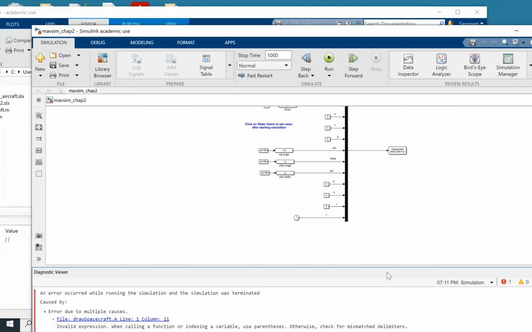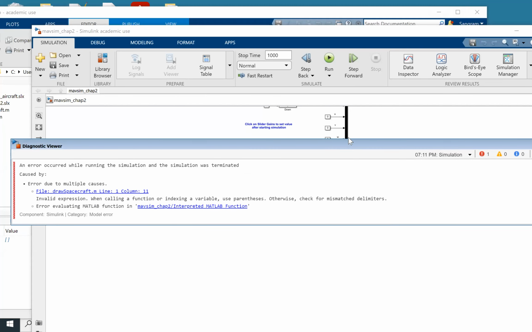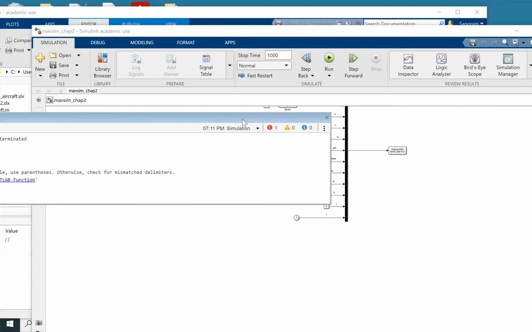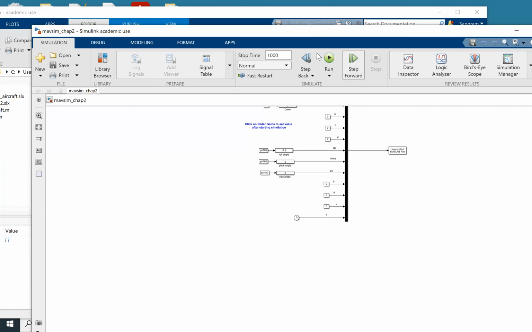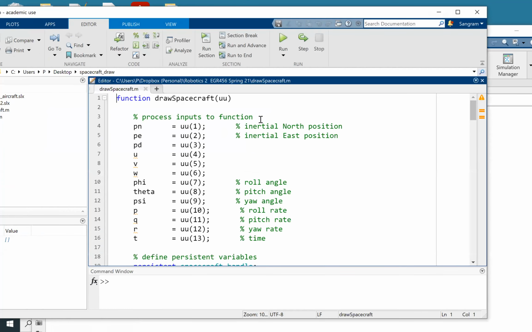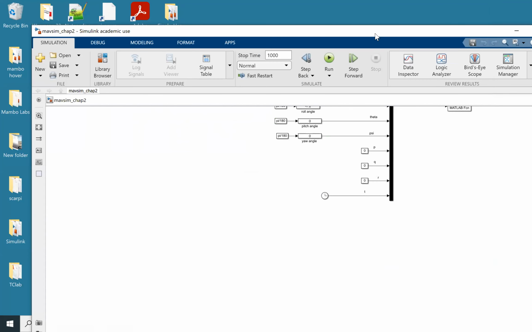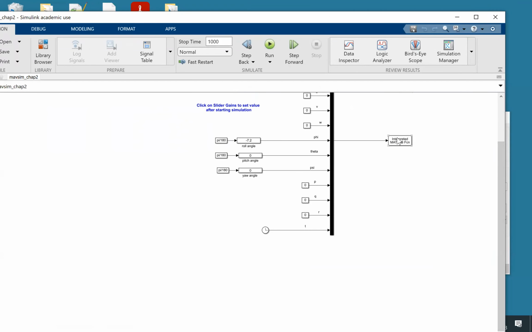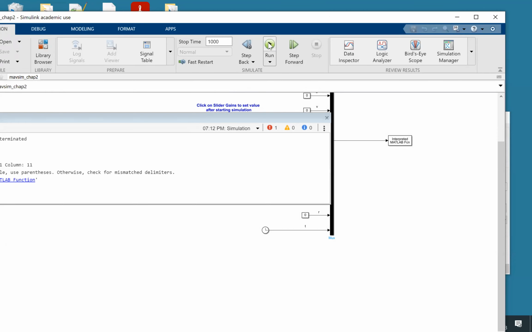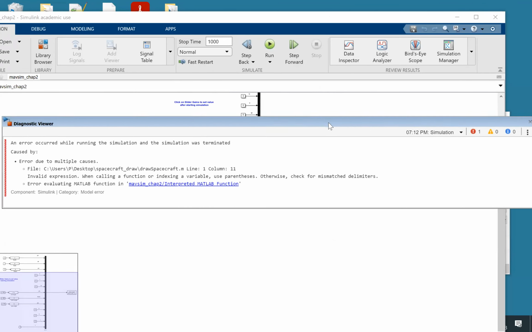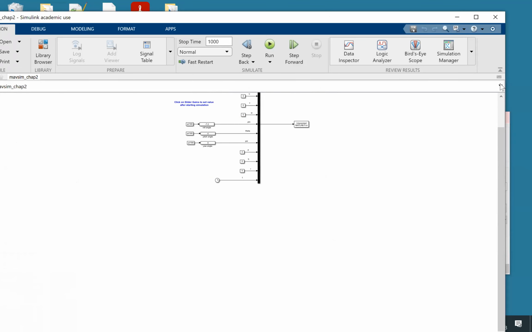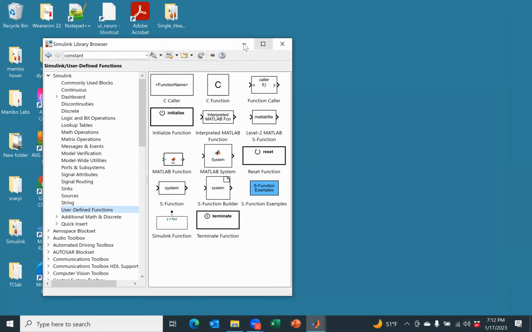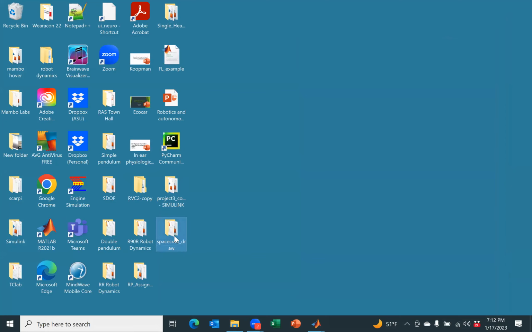and okay, so did I delete the name? Let me see. Draw spacecraft. Okay, so bear with me for a second. Interpreted MATLAB function. I'm gonna run this and see if this works. Okay, so clearly I think let me see here. Spacecraft.